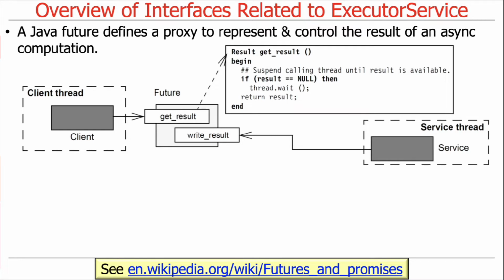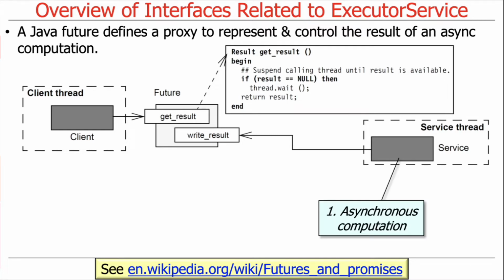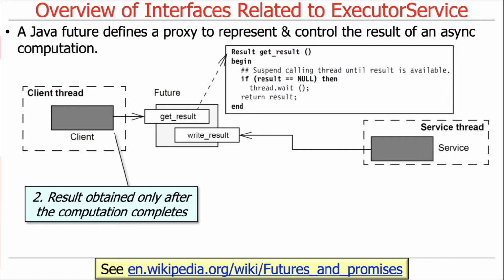So some client thread invokes an operation, and then it can go ahead and use the future to get the result. And the way that works is if the result is not immediately available, we wait for the result, and then when the result is finished, the result is provided and it's returned to the client. So this computation runs asynchronously in some background thread, and the result is obtained only after the computation completes. There's a lot more to futures. We'll talk about them. That's basically the gist of it, though. It's a proxy that represents and controls the result of an asynchronous computation.